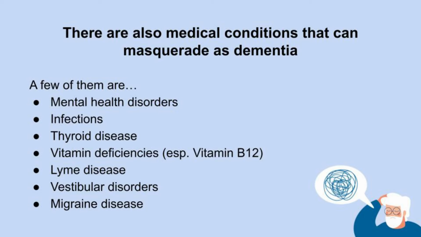Now, there are also medical conditions that can masquerade as dementia. So a few of them that can mimic dementia and should be ruled out are the following: mental health disorders, infections, even thyroid disease. People can also have vitamin deficiencies, especially vitamin B12 deficiencies, Lyme disease, people with vestibular disorders. People who also have migraine disease can have a lot of cognitive dysfunction.